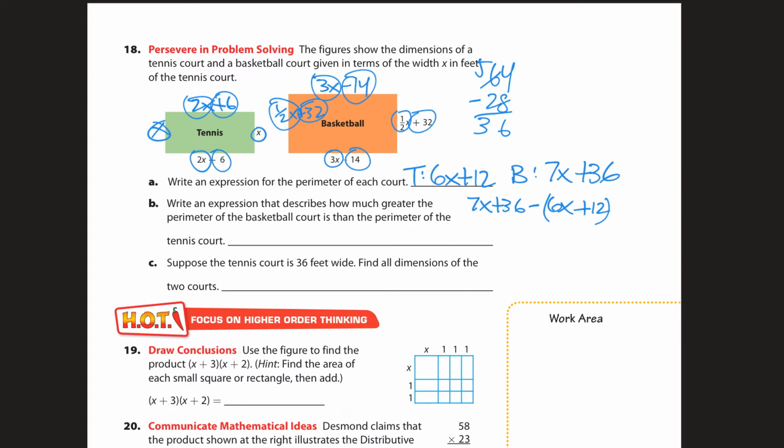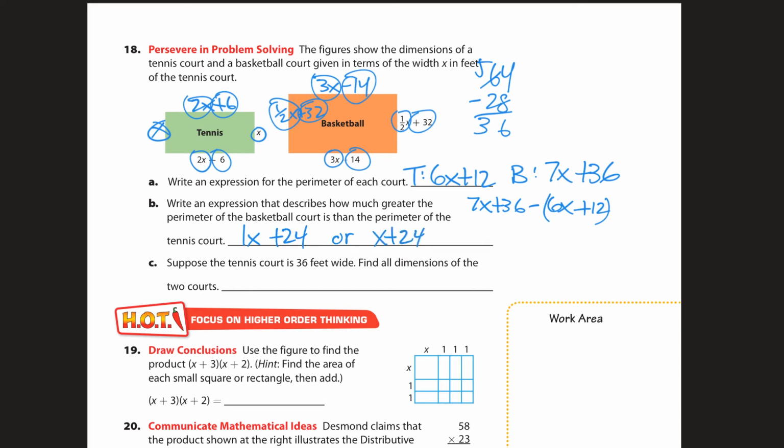So that would be 7x. So notice here, 7x minus 6x is 1x. So it's going to be 1x, or just x. And then here's the part that's tricky. 36 minus the 12. And 36 minus 12 is 24. So, plus 24. Or you can just write x plus 24.